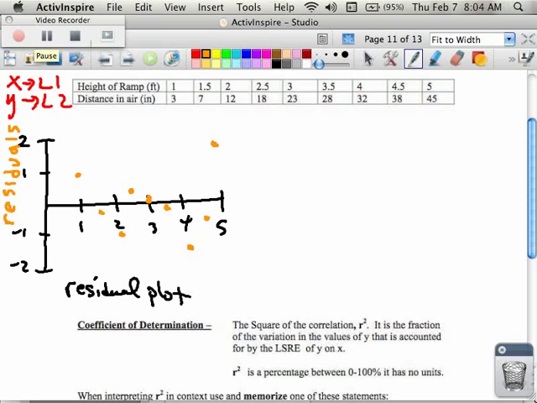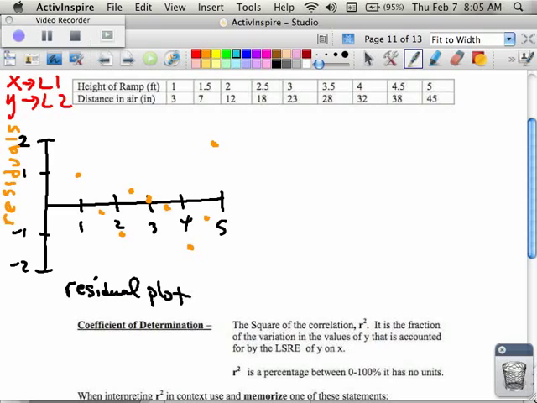What do you notice about this plot? There's no obvious pattern. So since there's no obvious pattern, I would say something like, since our residual plot has no obvious pattern, and the residuals are pretty small, the regression line seems like a good model for the data.